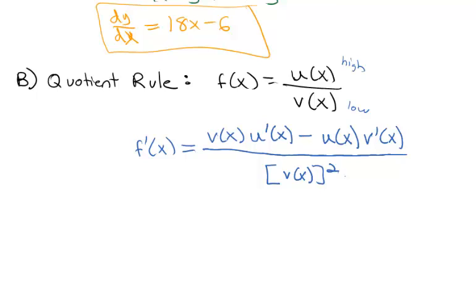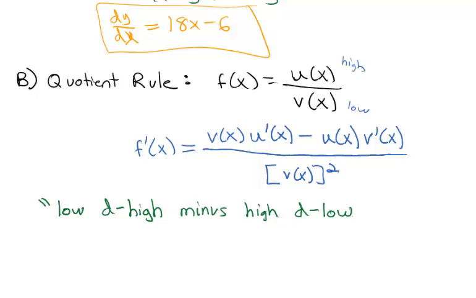This is probably the most involved formula of this unit. But if you think about a nice little jingle, it's not too hard to remember. Here's what I think about every time I take the derivative of a quotient. I'm going to do low d high. The bottom times the derivative of the top minus high d low. The top times the derivative of the bottom.